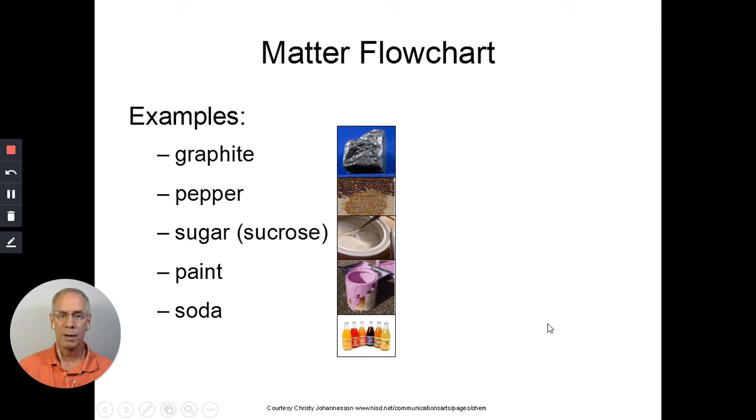So what is graphite? Well, it's actually an element. It's the element carbon. We'll learn later on there are actually different allotropic forms of carbon. One is called graphite, one is called a diamond, one is called Buckminster fullerene, or buckyballs for short. These are different allotropic forms of the same element.